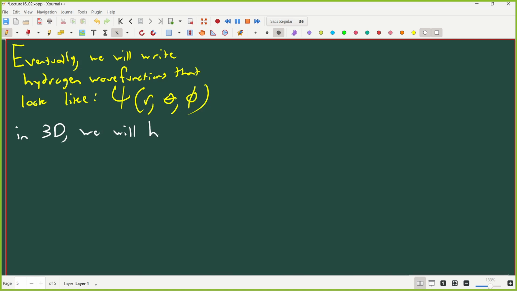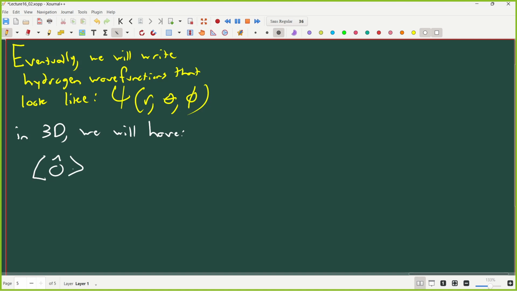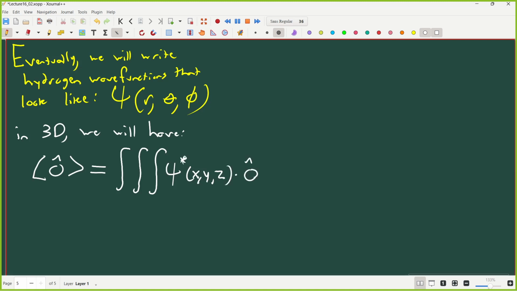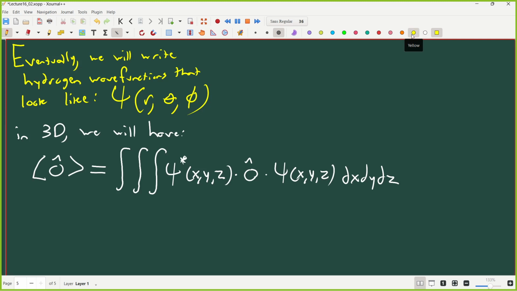we will have, for instance, that the average value of some operator is going to be an integral, initially, of our wave function psi of xyz times our operator times the wave function, dx, dy, dz. So if we were to write these things down in xyz, this is what it would look like. And what would the bounds be for our wave function in xyz space?